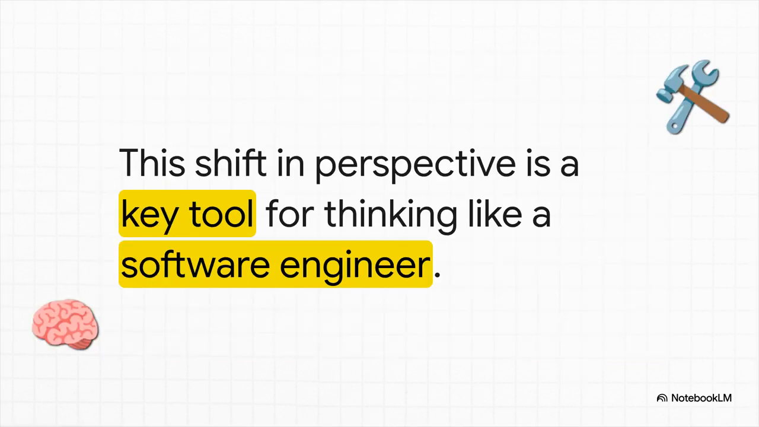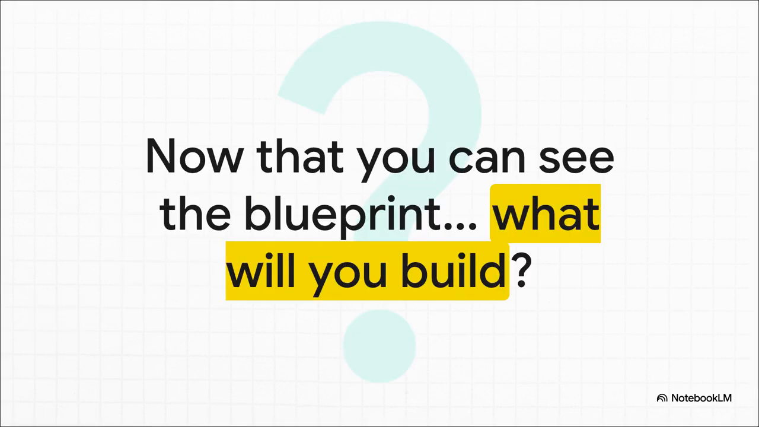This shift in perspective, from just writing lines of code to actually understanding system design, that is what it really means to think like a software engineer. This is the key to building not just little games, but huge, complex, and robust applications. So we've gone all the way from a simple idea to a complete system design. You now have the tools, the way of thinking to turn your own ideas into code. So the only question left is, what are you going to build?